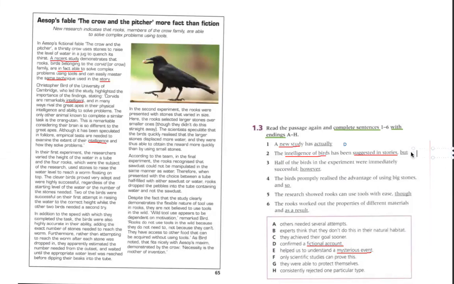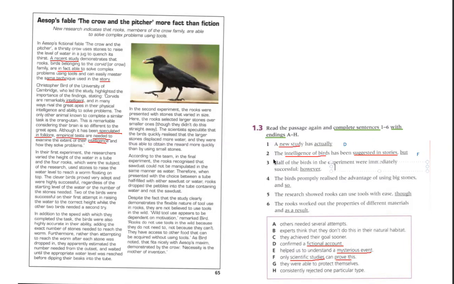All right, F is correct. So let's have a look at F. It says only scientific studies can prove this. So only scientific studies can prove the intelligence of birds. So it says here, although it can be speculated, meaning guessed, in folklore, the stories, they need empirical tests. So this word test is a paraphrase for scientific studies, okay? The tests are needed to examine the extent of their problems. And here the words are needed is some kind of paraphrase of can prove this. Okay, so again, they're not exactly the same words, but they're paraphrases.